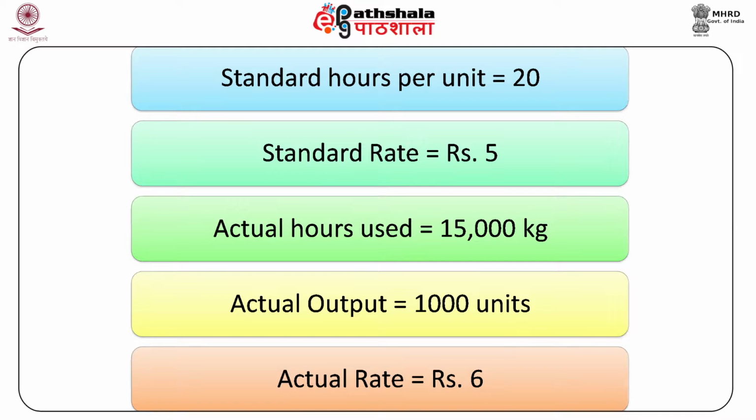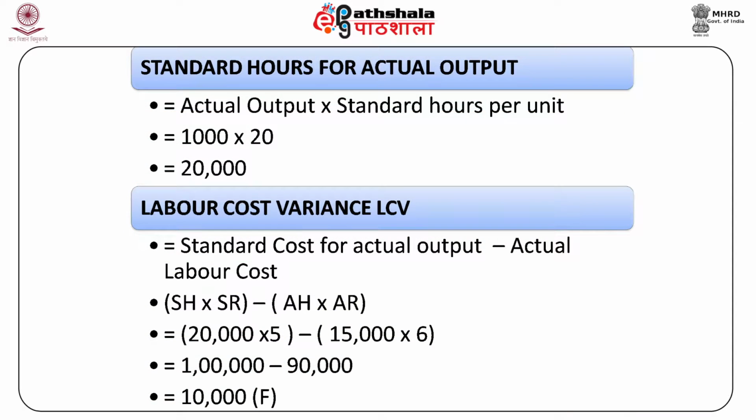Let us calculate labor cost variance from the given information. Standard hours per unit are 20, standard rate 5 rupees, actual hours used 15,000, actual output is 1000 units, actual rate is 6 rupees. Standard hours for actual output will be equal to actual output into standard hours per unit. Based on the given question, this will be equal to 1000 into 20, which equals 20,000.